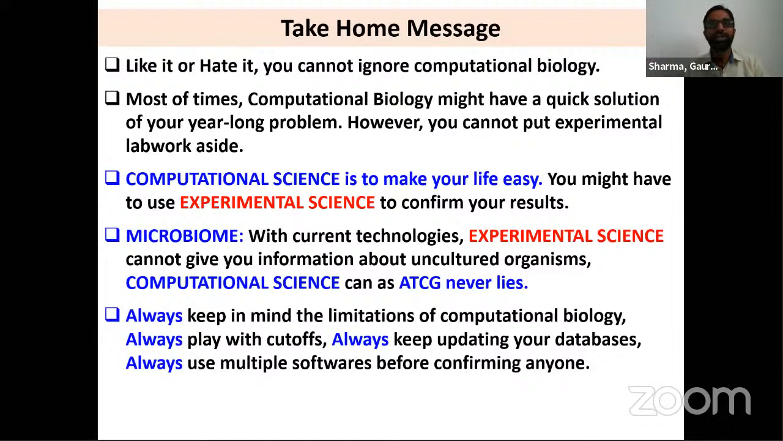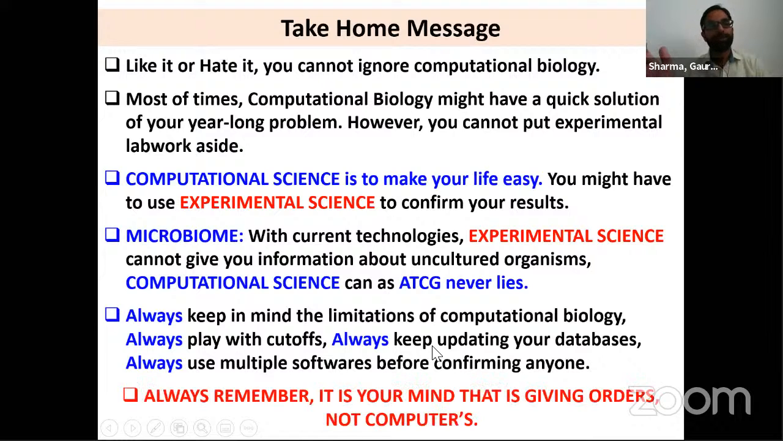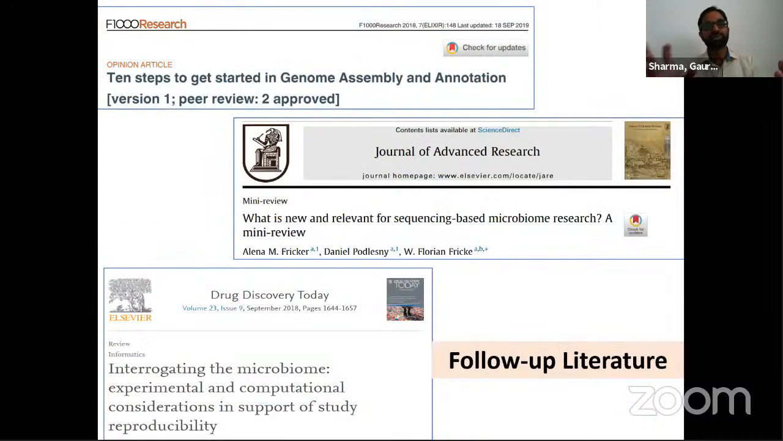We should keep updating them, and always use multiple softwares before confirming anything. And always remember that it is your mind that is giving orders, not computers. Okay, so even if you are doing any computational biology or experimental science, you have to think about what you are doing, why you are doing, and how you have to do it. Okay, so always remember all these aspects.